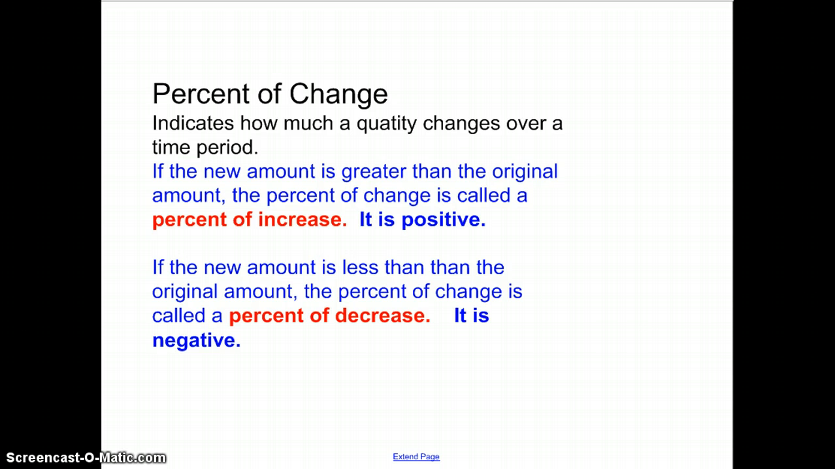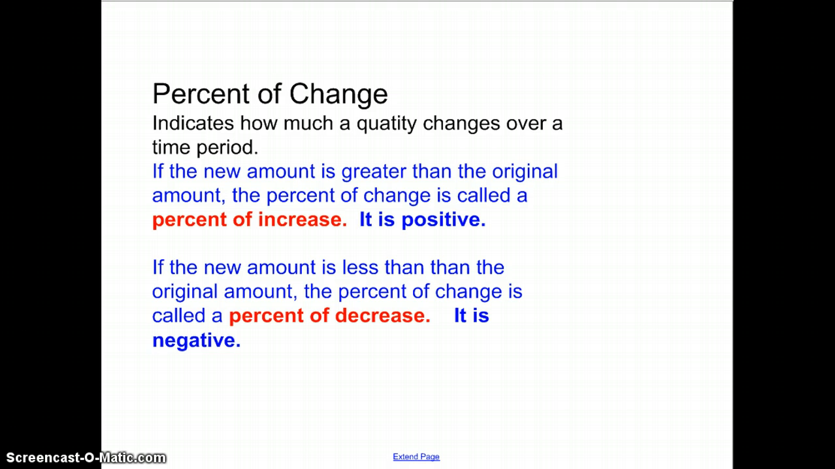In that case, the percent of change is always positive. I usually just use the term percent of change, and if it's positive, I know the new amount is greater than the old amount, and if it's negative, I know the new amount is less than the old amount. When the new amount is less than the old amount, it's also called percent of decrease.